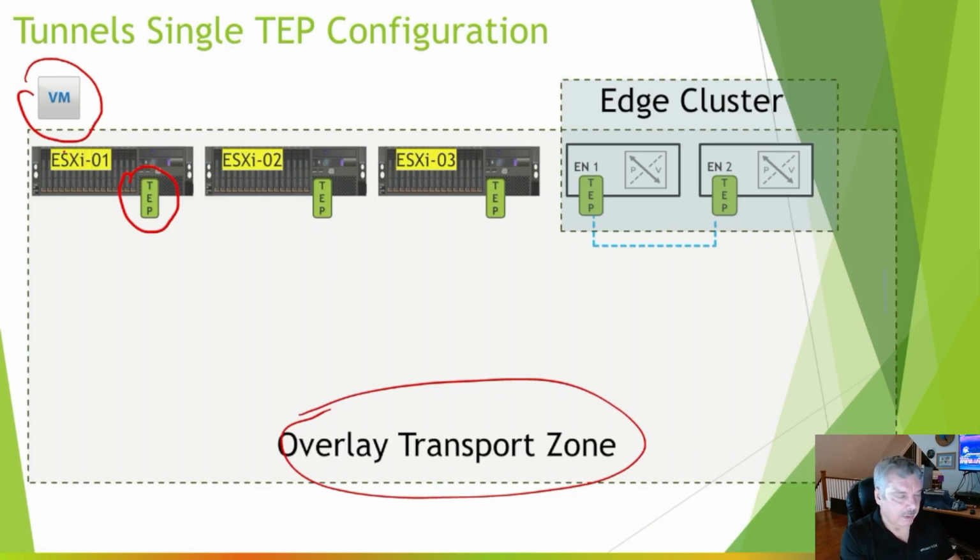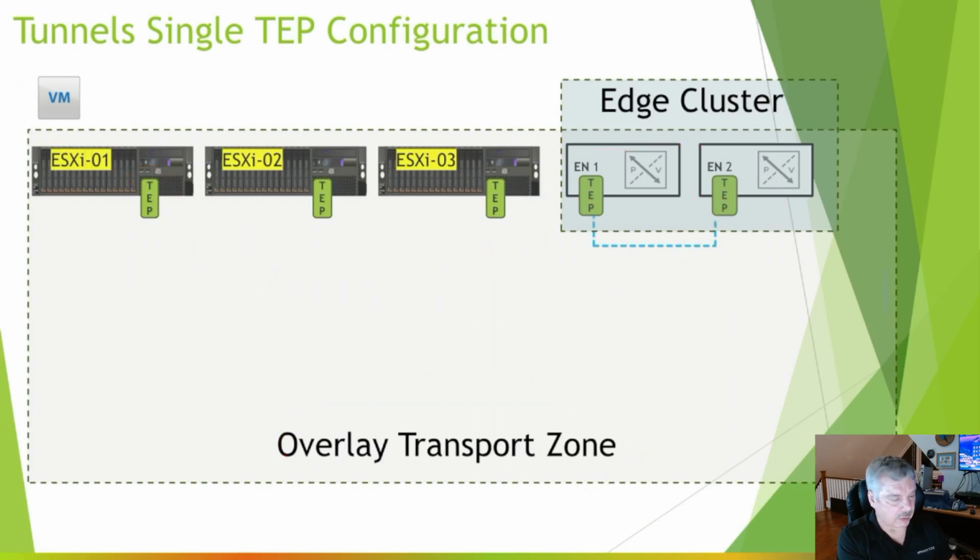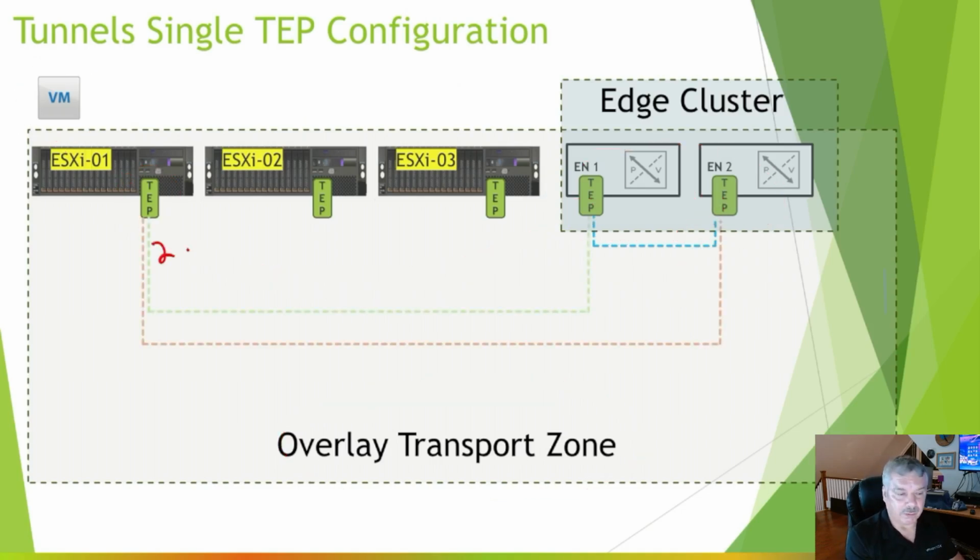Now what's going to happen is, because it's an overlay segment, this TEP needs to be in contact with the edge cluster over here. So you'll see a tunnel being set up from this TEP to both TEPs over here. That's what I'm going to show you right now. So boom, you see I got 2 tunnels from here. If I go into my interface, I would actually see 2 tunnels on this node, and I would also see 2 tunnels on each of the edge nodes, which makes sense.